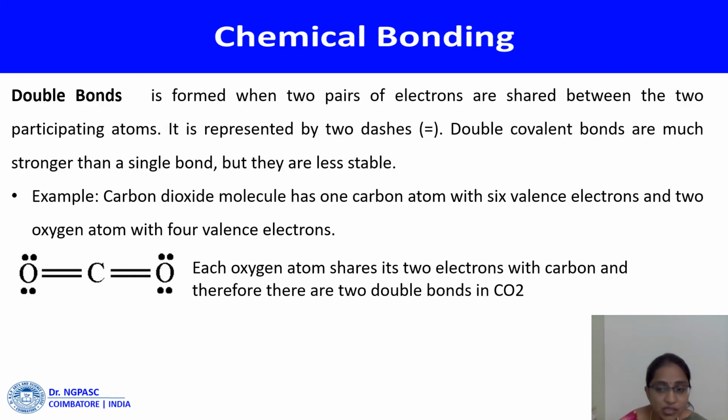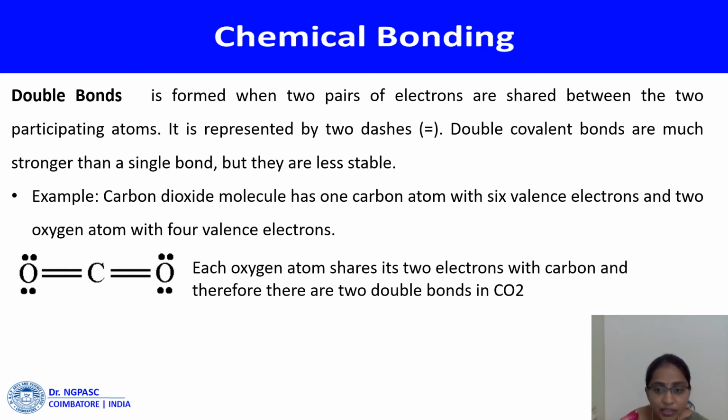Next, double bonds. Double covalent bonds are formed when two pairs of electrons are shared between the two participating atoms. It is represented by two dashes. Double covalent bonds are much stronger than a single bond, but they are less stable.